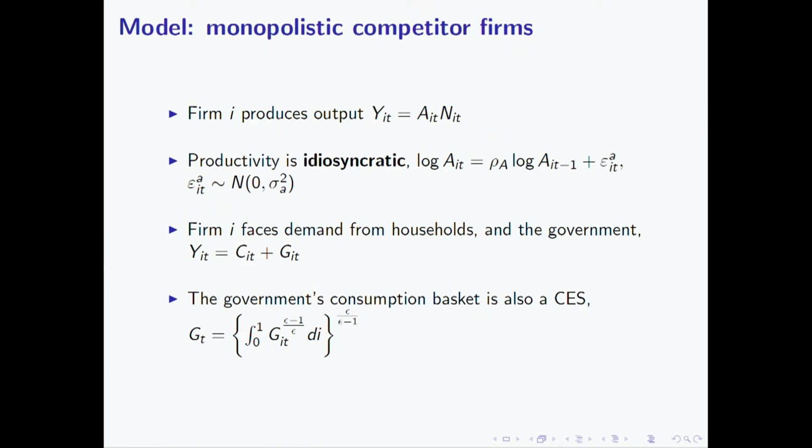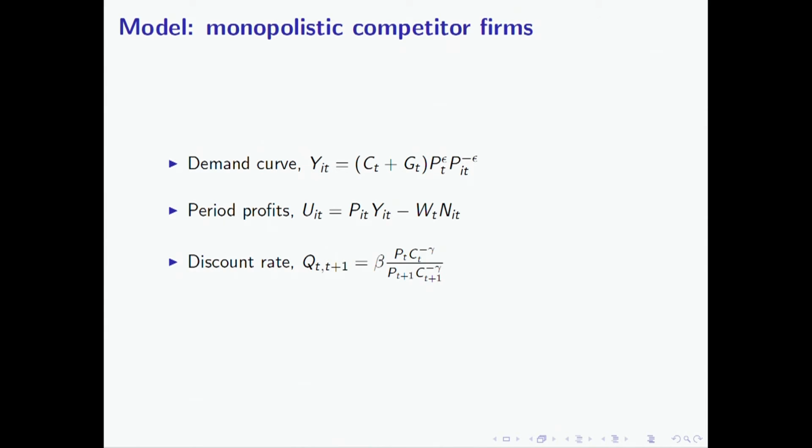Now, where the model differs from much of the literature is that firms produce output subject to idiosyncratic productivity shocks. So output is Y, and it's a linear function of labor, of hours worked, but it is hit by these shocks, which follow a stochastic process called an AR(1) process. And firms face demands both from the households and from the government, which takes the same CES shape as private consumption. Okay, so the demand curve is standard here. The only difference is now we have private consumption plus government consumption. We can define period profits as revenues minus costs, and we have the usual discount rate.